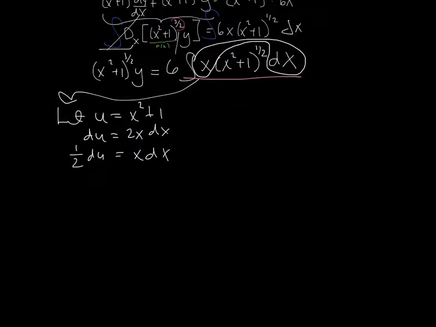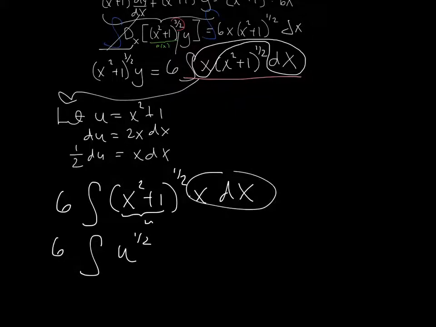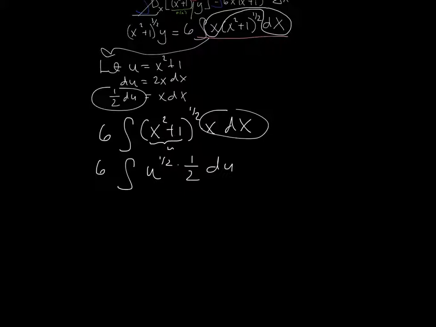Okay, so again, focusing on that part, 6 times the integral of x squared plus 1 to the 1/2, and then I'm going to write x dx together so it's easier to see what I'm doing. Well, I let this guy be u, so that's u to the 1/2. And then I just found what x dx was in terms of u, so that's half of du. So now our integral looks a little bit nicer. We can definitely take out that half, it's just a constant. So half of 6 is 3.